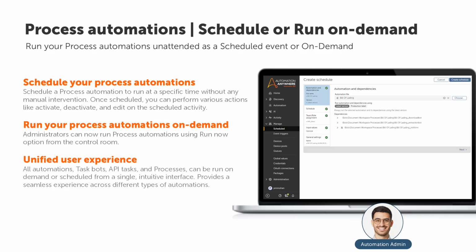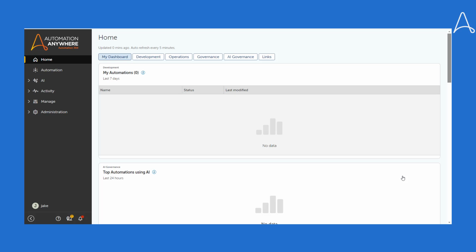They can also run their process automations on demand from the control room using the Run Now option. All automations, taskbots, API tasks, and processes can be scheduled or run on demand from a single intuitive interface, giving our users a unified, seamless experience across different types of automations. Let's explore these exciting new features through a demo of a loan approval process.